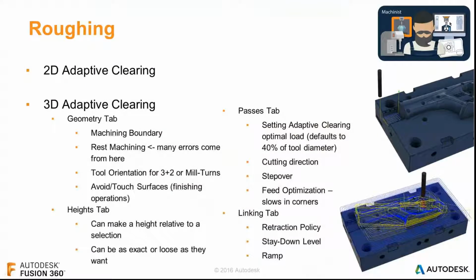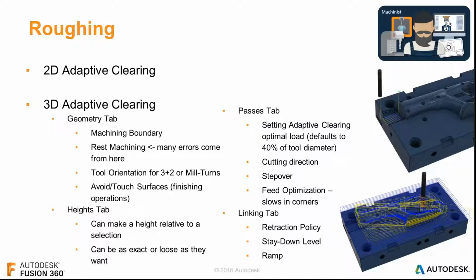We're going to do some roughing out. So let's have a look at the process of doing some roughing. It can also be referred to as adaptive clearing. There are two types of adaptive clearing we are going to look at: 2D adaptive clearing and 3D adaptive clearing.